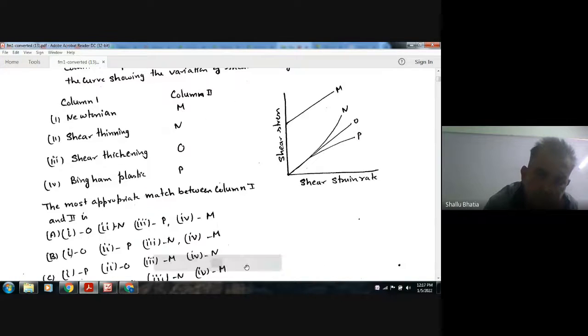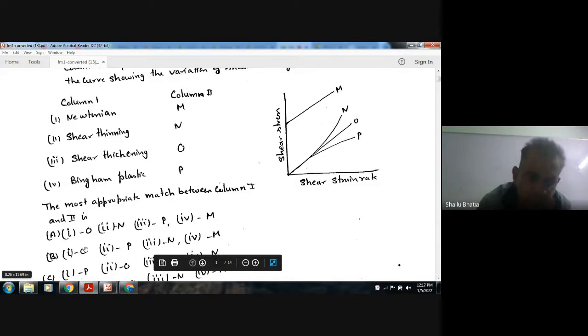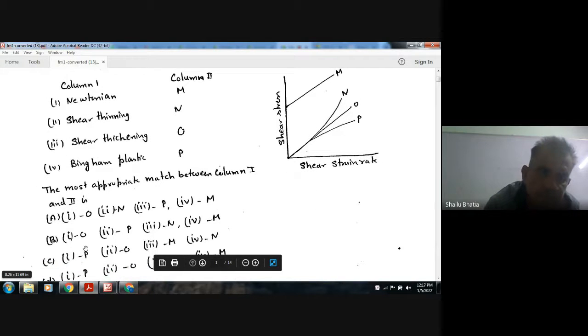Newtonian fluid is represented by O. So one corresponds to O. Shear thinning is by P. Shear thickening is by N and Bingham plastic is by M. So the answer is B.